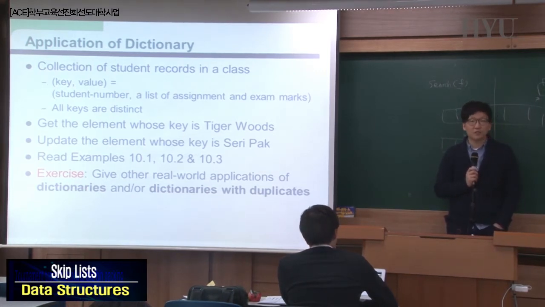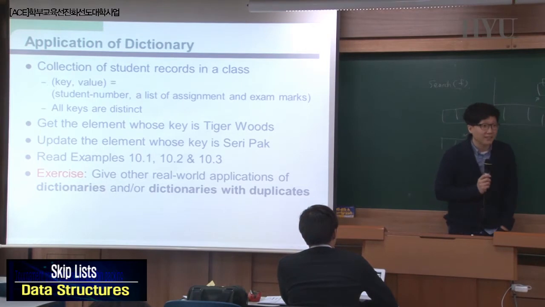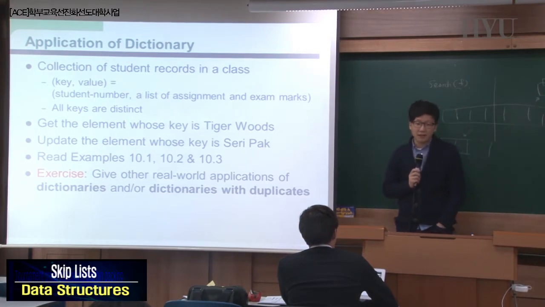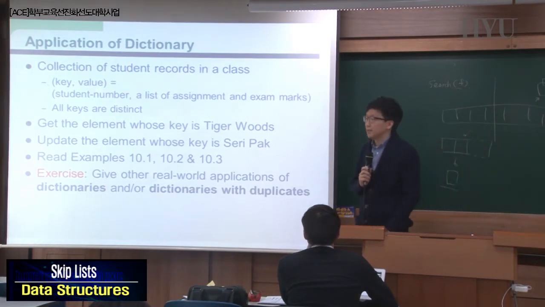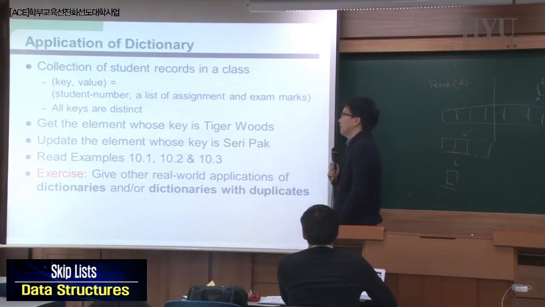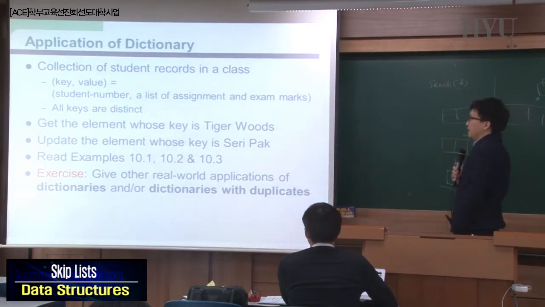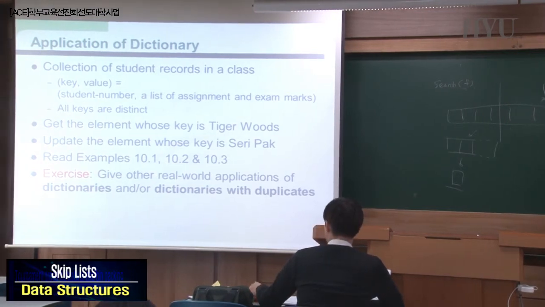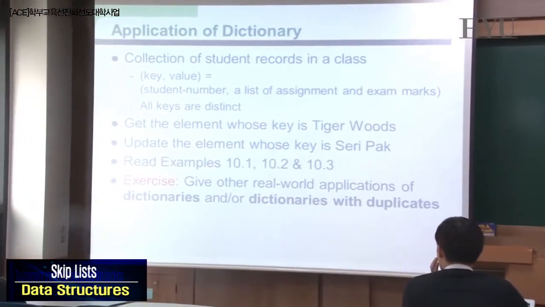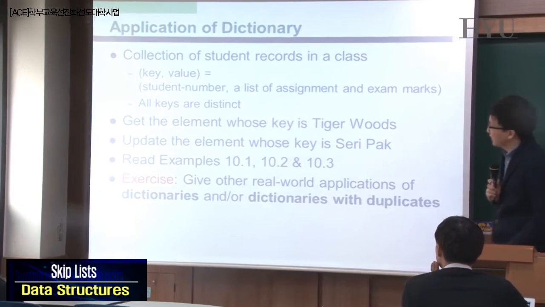Dictionary is the data structure behind it, indexing the large number of elements in the system. Get the element whose key is tiger, whoops. It's golf. I know you guys don't play golf anyway.